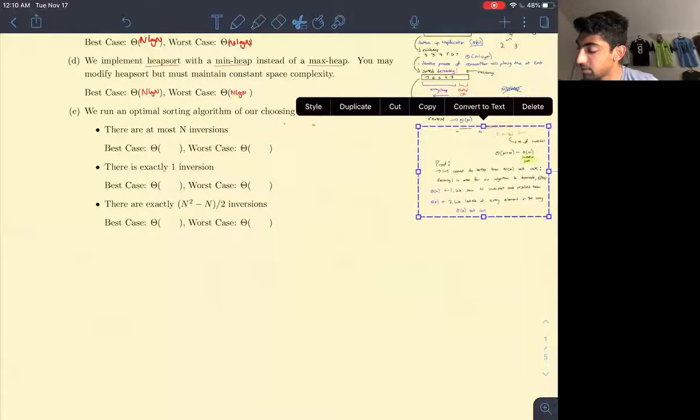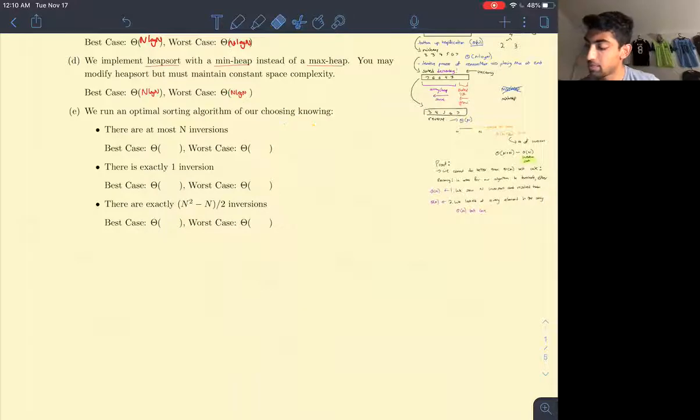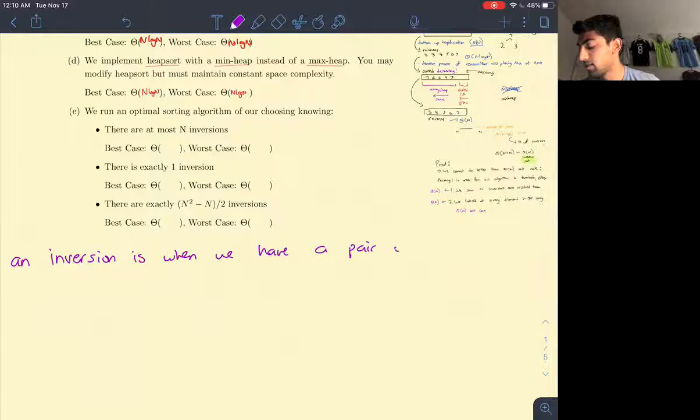Okay. So for the next part, we have exactly one inversion. And I realize I haven't defined an inversion. An inversion is when we have a pair of elements in an array that is out of place.